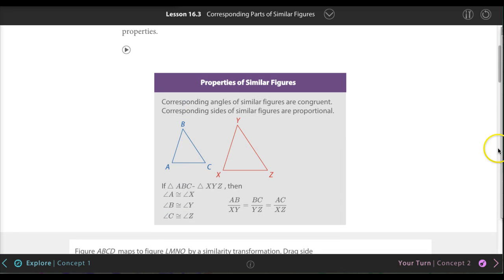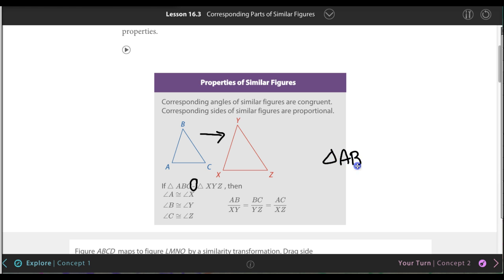So over here, what they're trying to teach you is that these two triangles are similar to each other, which basically means when you went from triangle ABC to XYZ, you made it a little bit bigger. So this is a dilation. If they are similar to each other, and for that they use this squiggle over here, you write it like this: triangle ABC is similar to triangle XYZ.